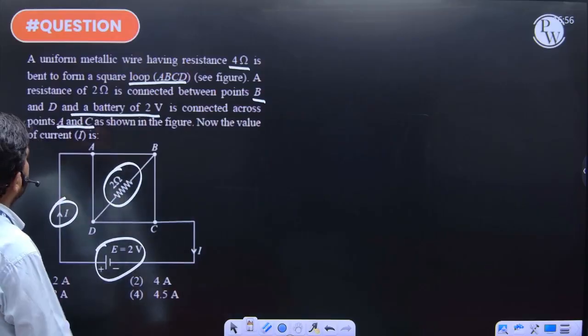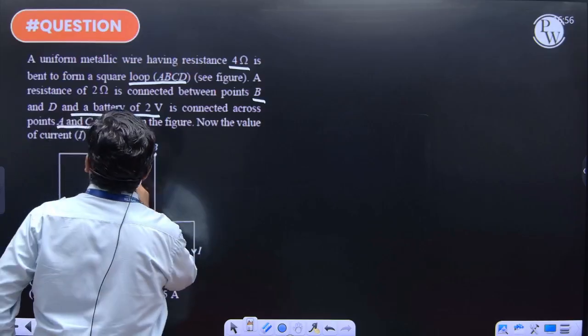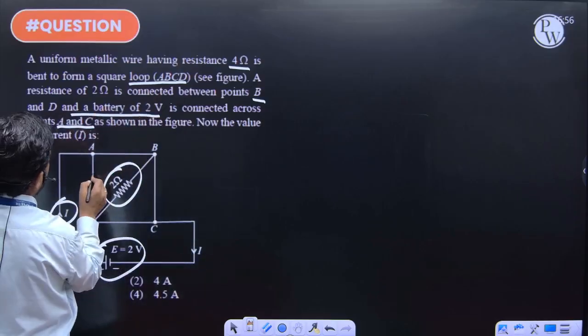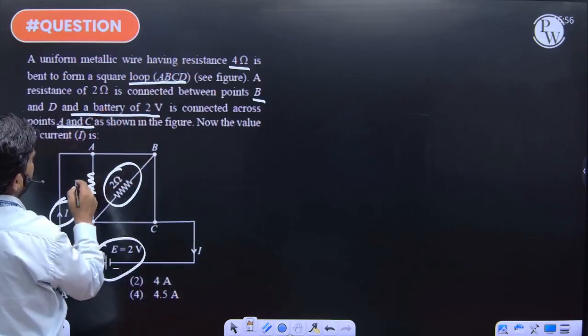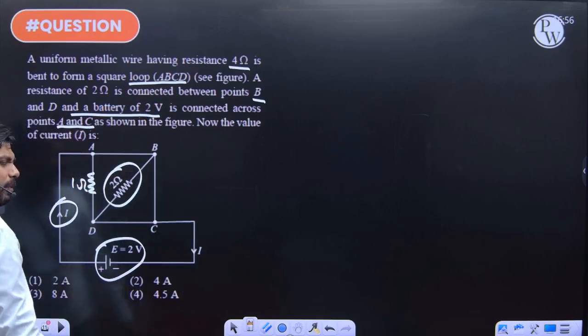Fine. Let's draw it, 4 ohm. So what is the resistance of each section of the wire? 1 ohm.